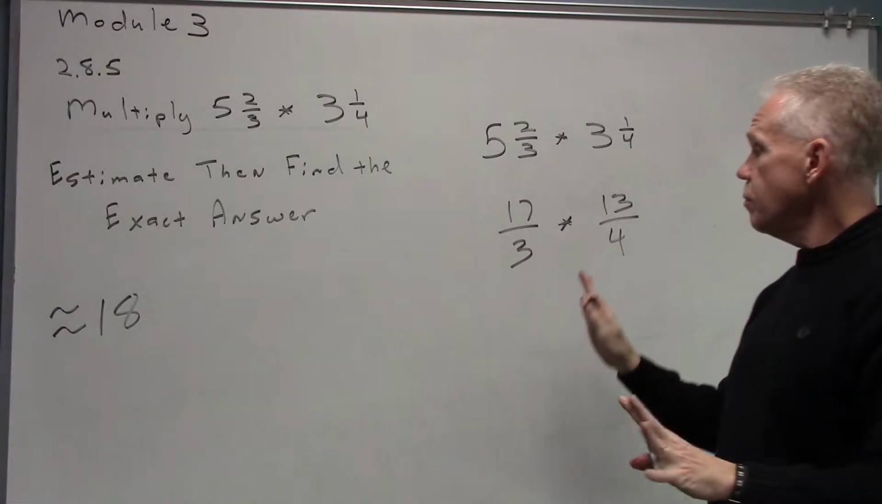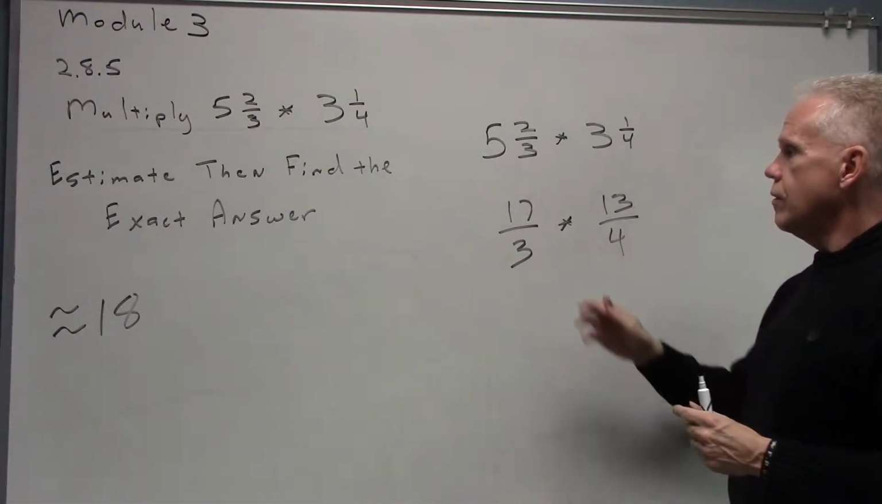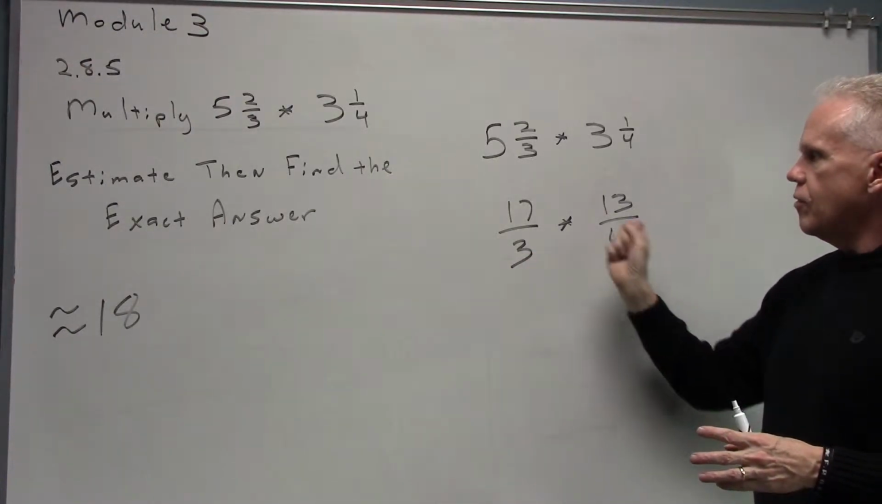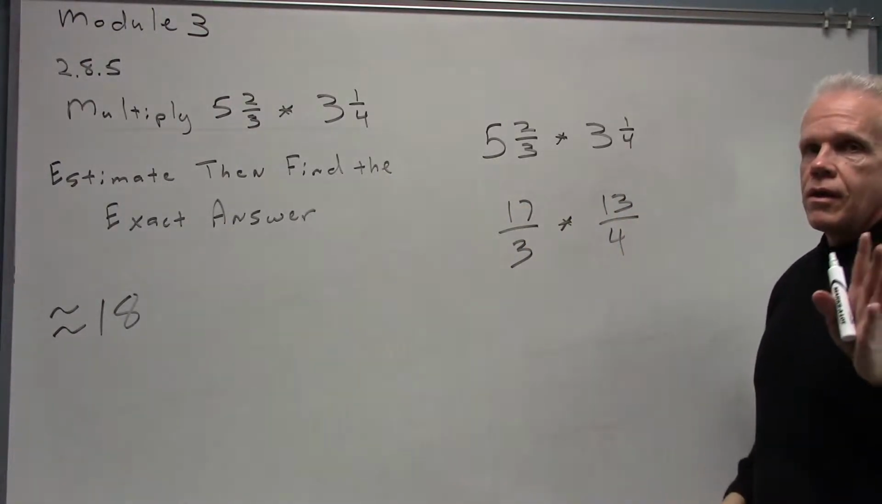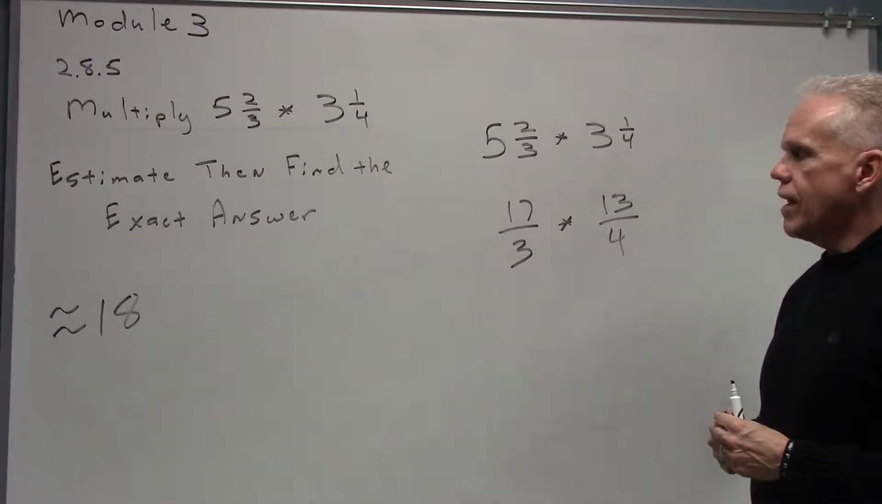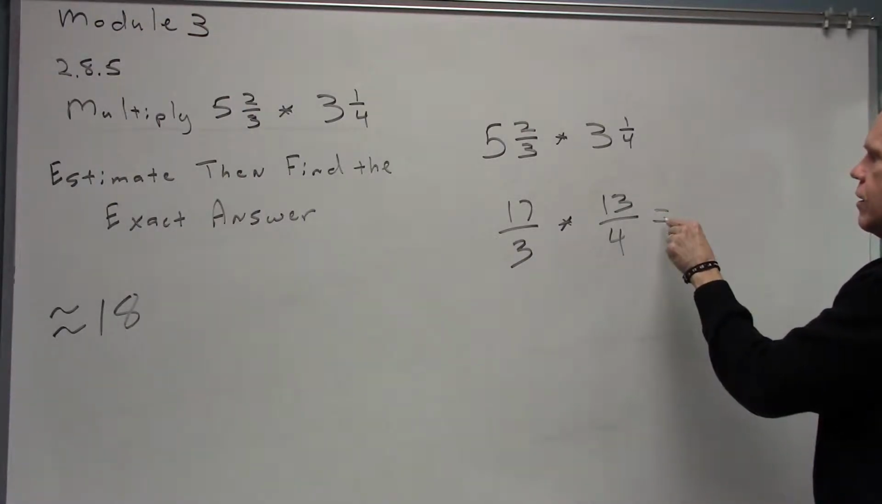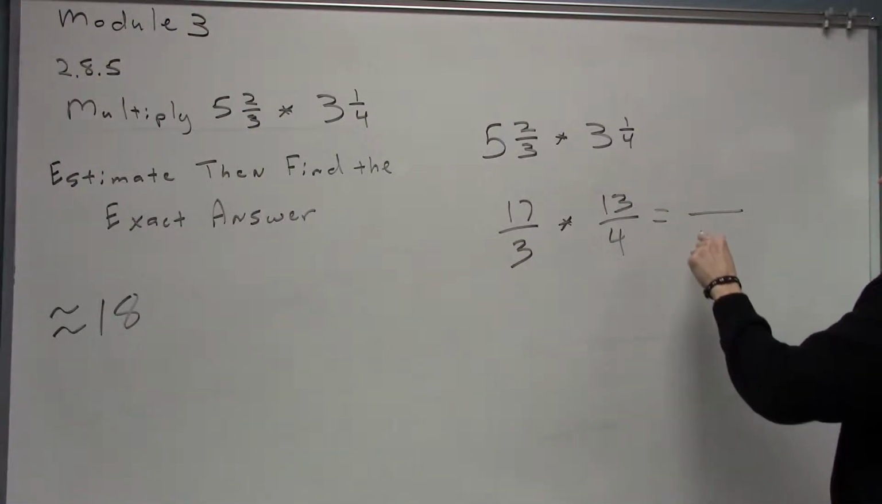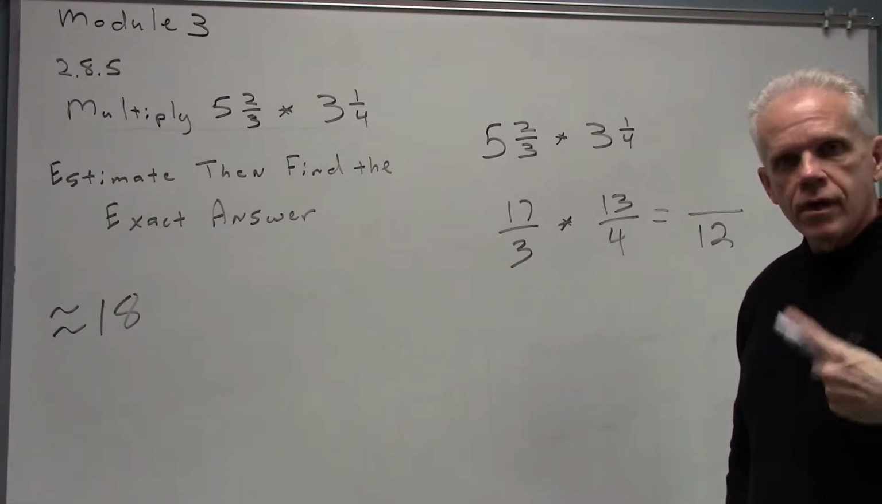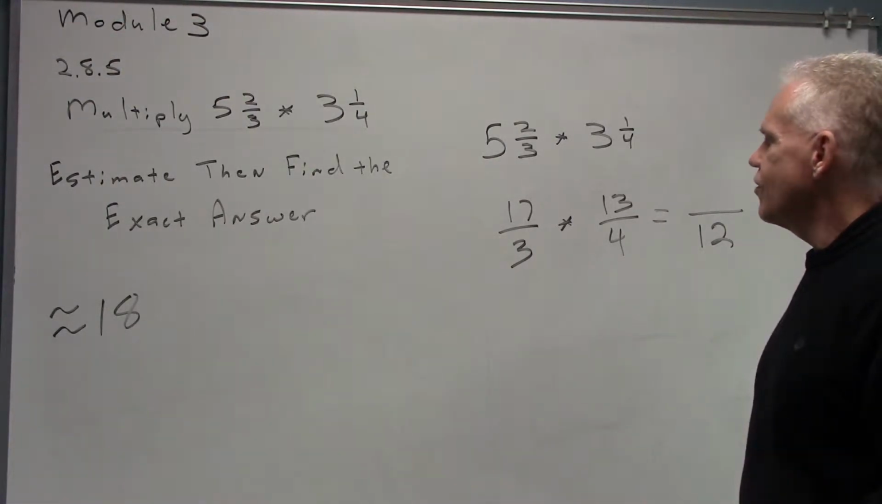Now, if I can simplify this, I certainly would love to do that. I'm looking for something that will go into one of these bottoms that will also go into one of these tops. I don't see anything. I think we're going to have to deal with this exactly the way it is. I'll multiply the bottom if you'll multiply the top. I guess I'm going to have to do it.